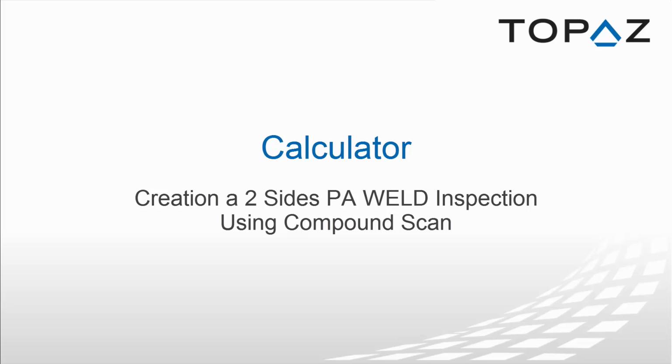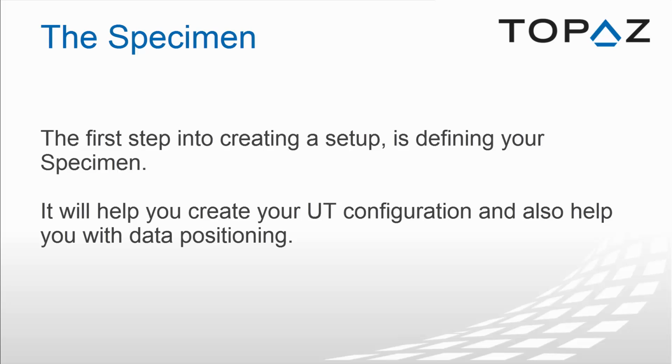The subject of this video will be the creation of a two-sided PA weld inspection using a compound scan. The specimen. The first step in creating a setup is defining your specimen. It will help you create your UT configuration and also help you with data positioning.